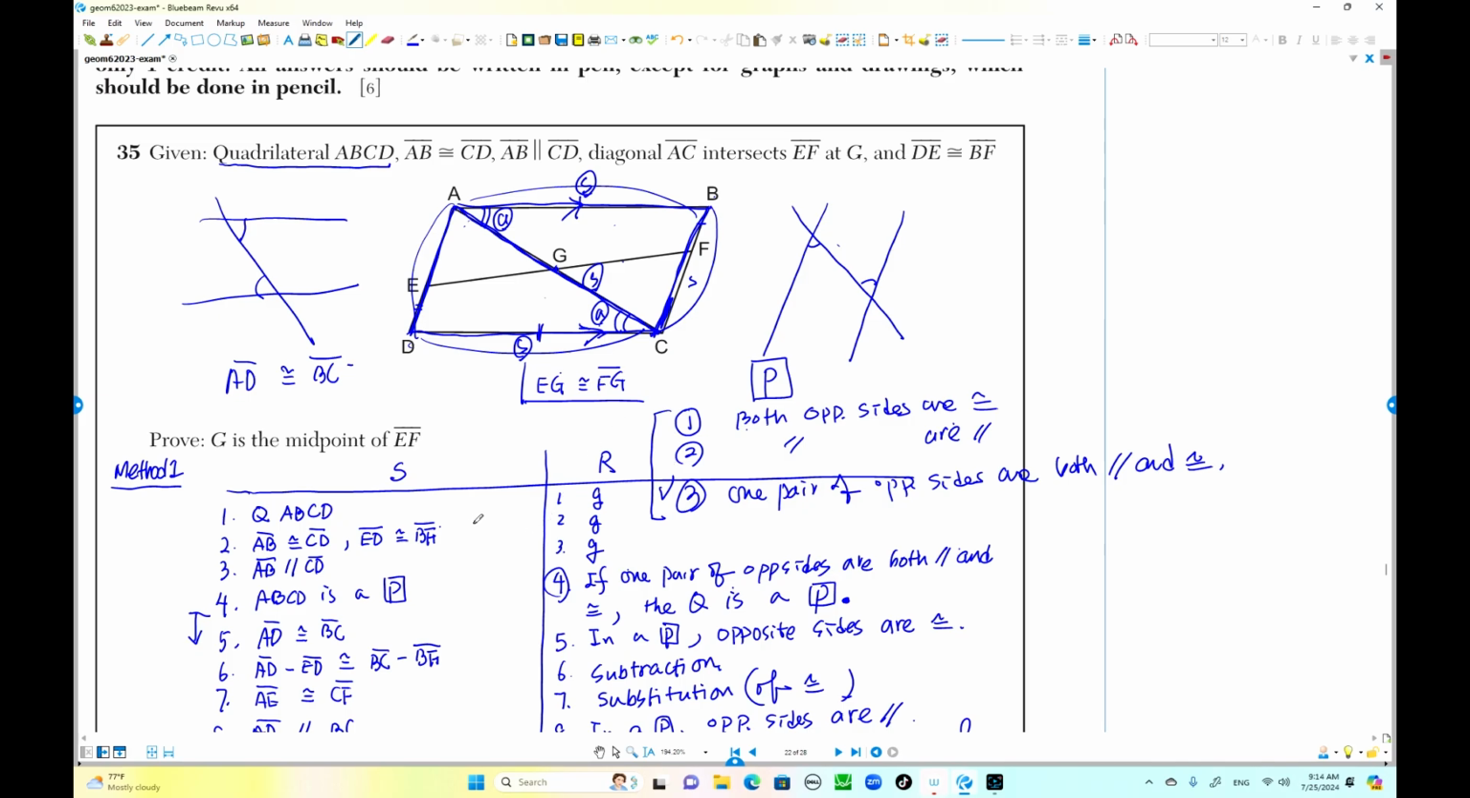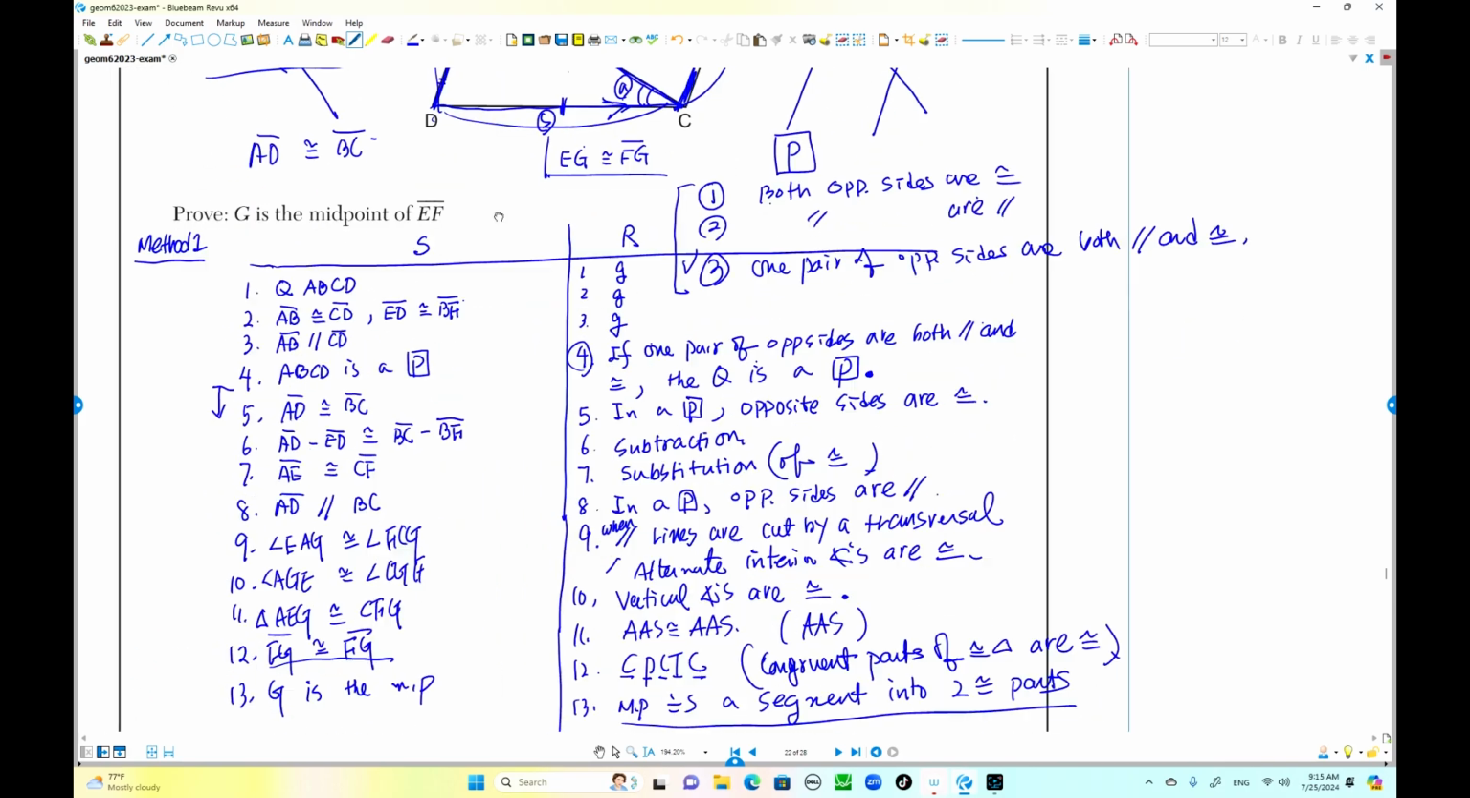This geometry proof is very important. You need a little more practice until you understand these questions 100%. Okay, thank you so much.